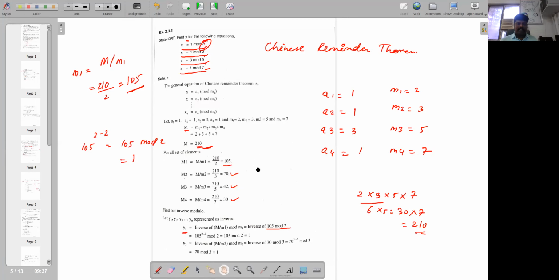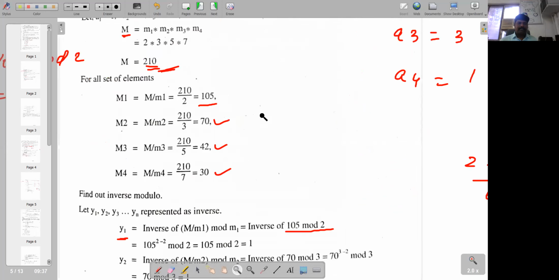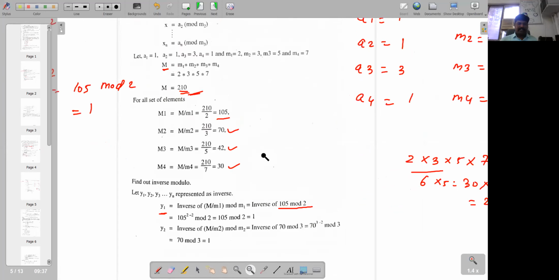Once again, I'll just adjust the screen. I hope now it is visible clearly, right?